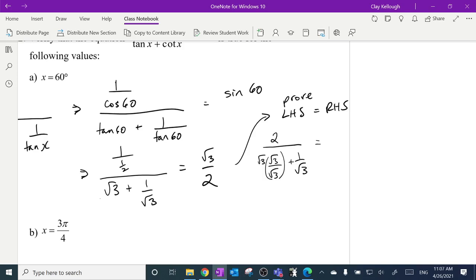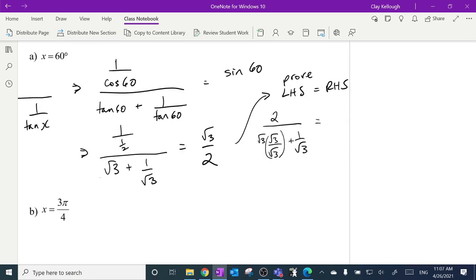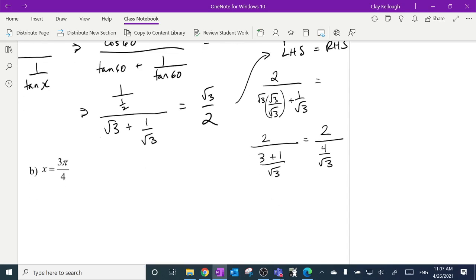And that's going to equal, let's see, moving along. They don't give me a whole lot of room to do this. That's going to equal 2 over 3 plus 1 over √3. So that's going to equal 2 over 4 over √3. And again, how do you divide when you're in fractions? You multiply by the reciprocal, and 2 goes into 4 twice, and look at that. That's the right-hand side that I was looking for. So that's a proof. It turns out that it is an identity.